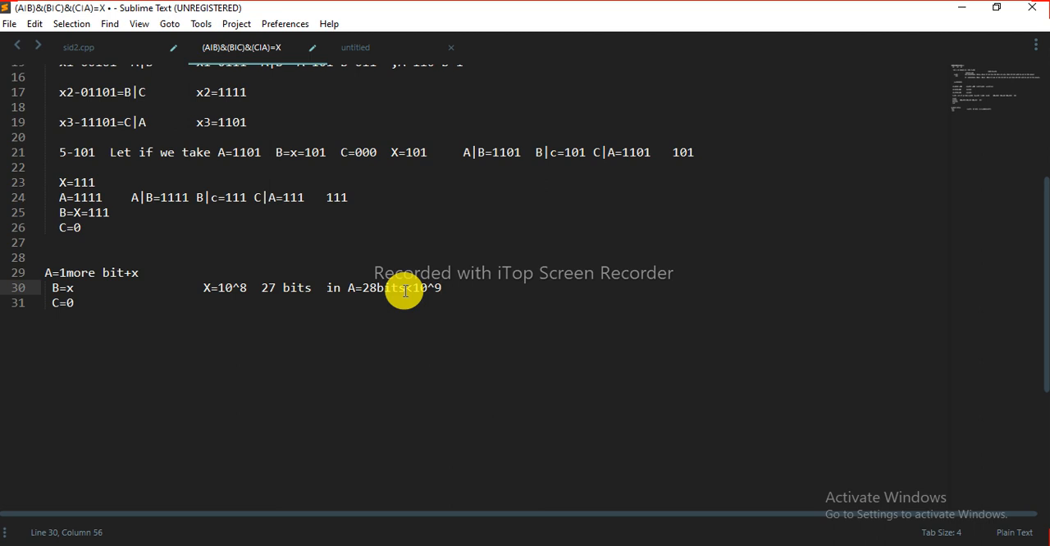You can calculate also. So basically our answer is within the constraints, that all the numbers are distinct and they are less than 10 raised to power 9. A is less than 10 raised to power 9, B is equal to x only, and x is less than or equal to 10 raised to power 8, so B will also be less than 10 raised to power 9, and C is 0 only, so it will also be less than 10 raised to power 9. So all three numbers are less than 10 raised to power 9.